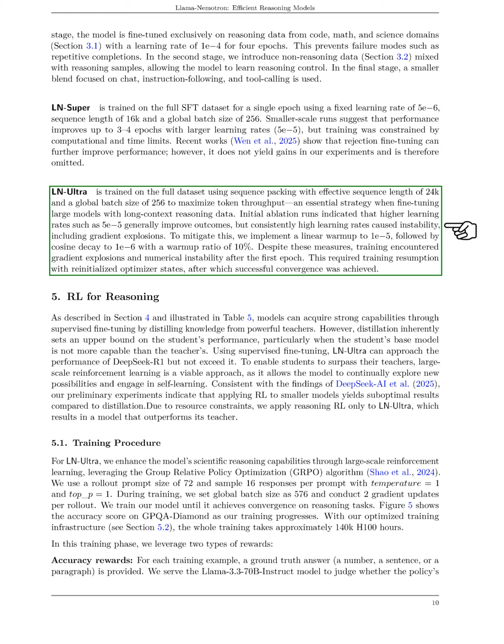Initial tests showed that higher learning rates could improve results, but they also caused instability. To address this, we use a warm-up strategy followed by a decay in the learning rate. Despite these precautions, we encountered issues with gradient explosions, which required us to restart training with adjusted optimizer states to achieve successful convergence.